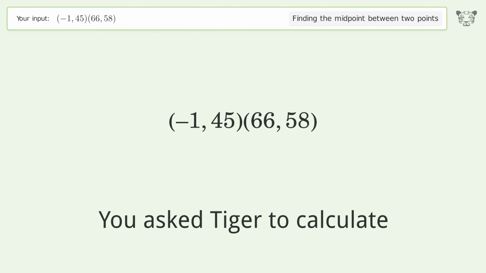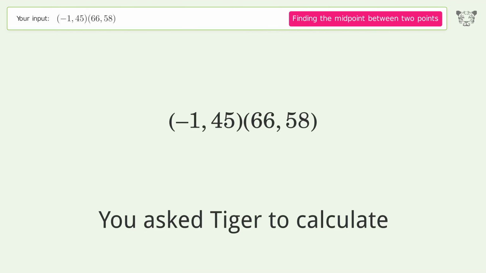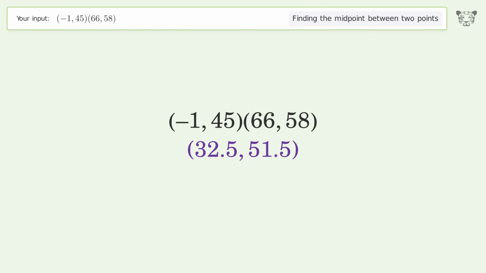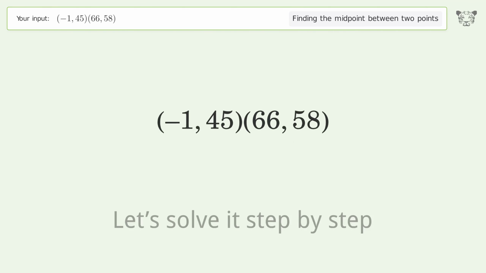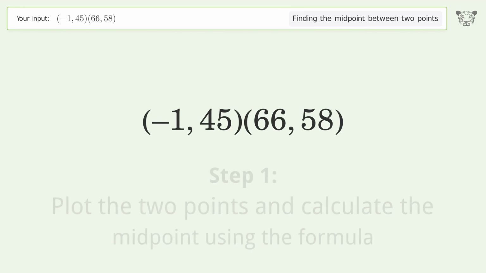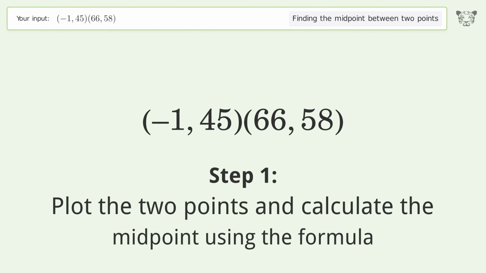You ask Tiger to calculate. This deals with finding the midpoint between 2 points. The midpoint between the 2 points is 32.5, 51.5. Let's solve it step by step. Plot the 2 points and calculate the midpoint using the formula.